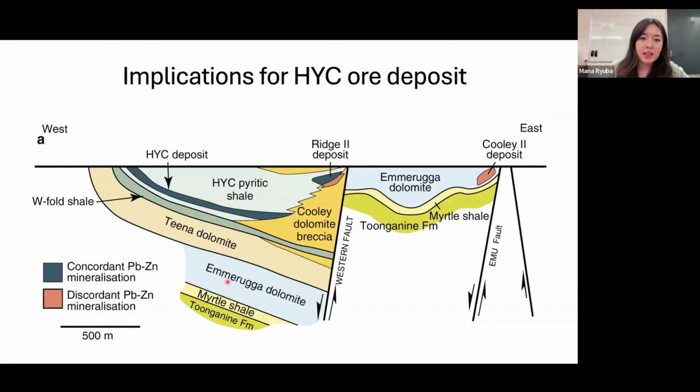So I think this also has some implications for how we view the HYC ore deposits. This is quite a typical cross-section that is used to depict what the HYC deposit looks like. I'm bringing your attention to this Cooley dolomite unit. There have been a few ideas on what this breccia is, but it's commonly depicted like this, coming off this western fault.